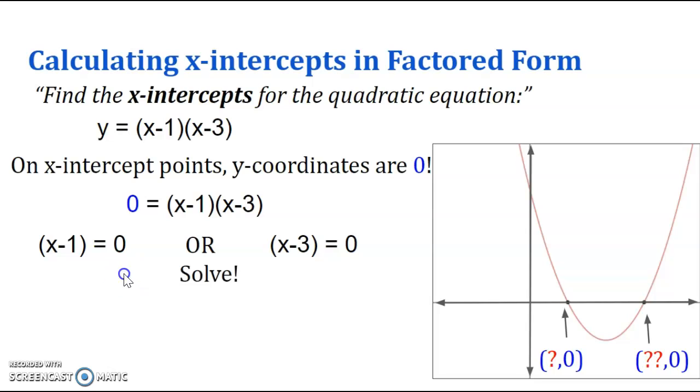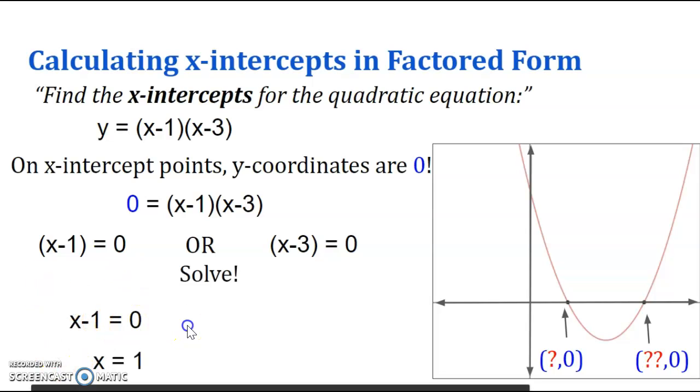Then from here you solve. Add 1 to both sides and you get x is equal to 1. Add 3 to both sides and you get x is equal to 3. So you have just figured out that the first x-intercept is (1, 0) and the second x-intercept is (3, 0).